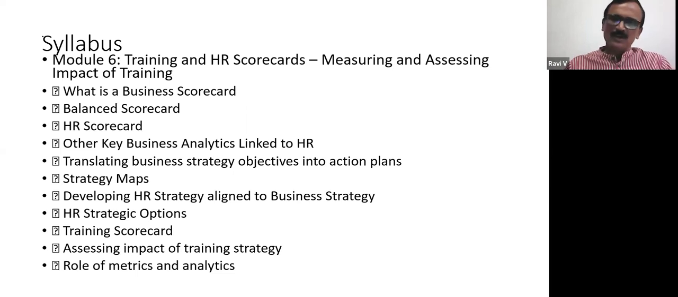So, as I said, training and business HR scorecards are based on the balanced scorecard. Some of you must be aware of it from your management books or courses. Based on the business scorecard, how did the HR scorecard evolve? Based on that, what analytics are linked to HR? And how can you translate business strategy into action plans?